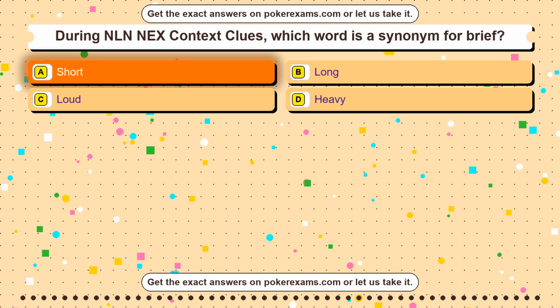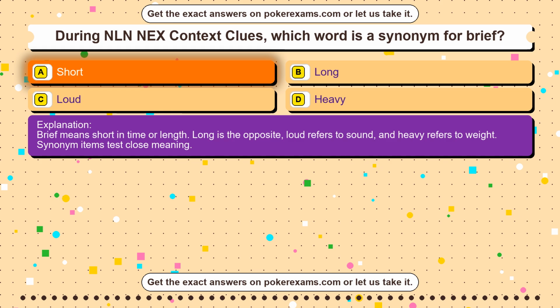Short. Brief means short in time or length. Long is the opposite, loud refers to sound, and heavy refers to weight. Synonym items test close meaning.